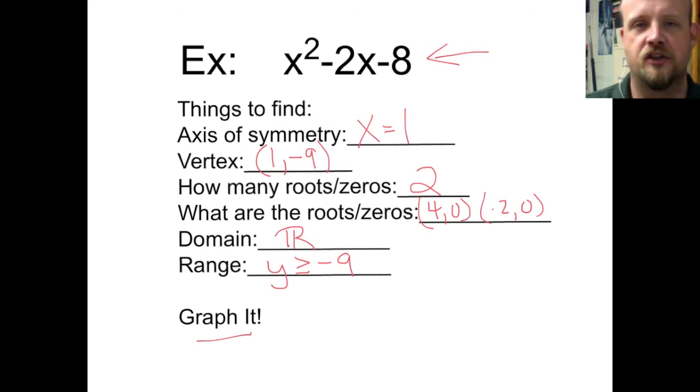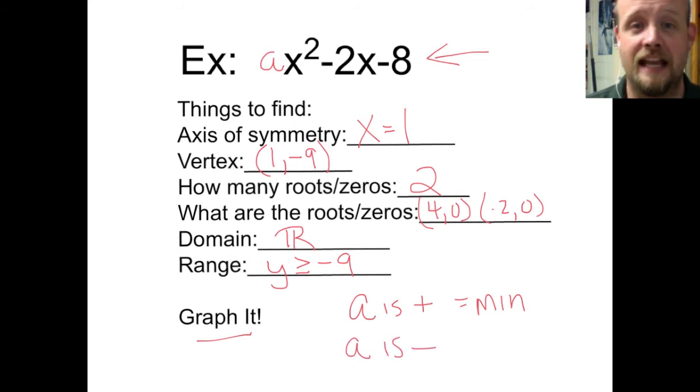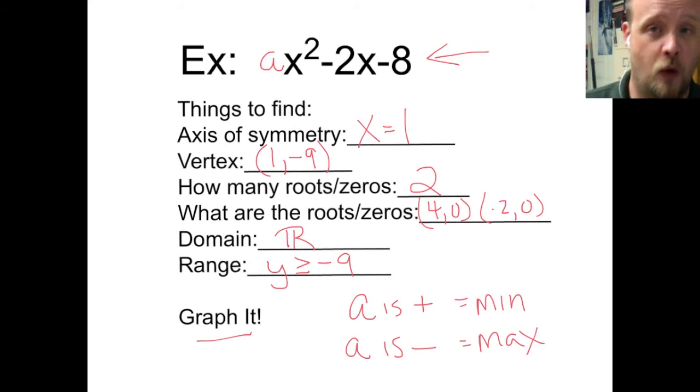The only thing we didn't touch on was talking about minimums and maximums. All you have to remember is that if the a value, the value right in front, that a term, is greater than 0, or a positive number, then you have a minimum. So if a is positive, then you have a minimum. If a is the opposite, if it's negative, then we have a maximum. So once again, when you graph it, you'll be able to see that as well.